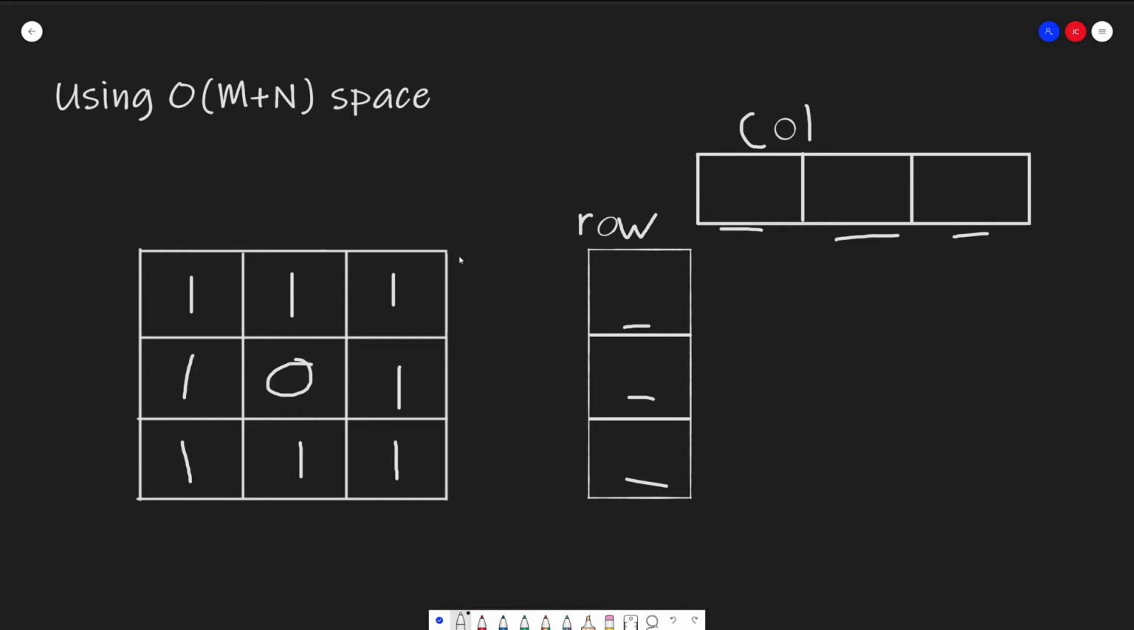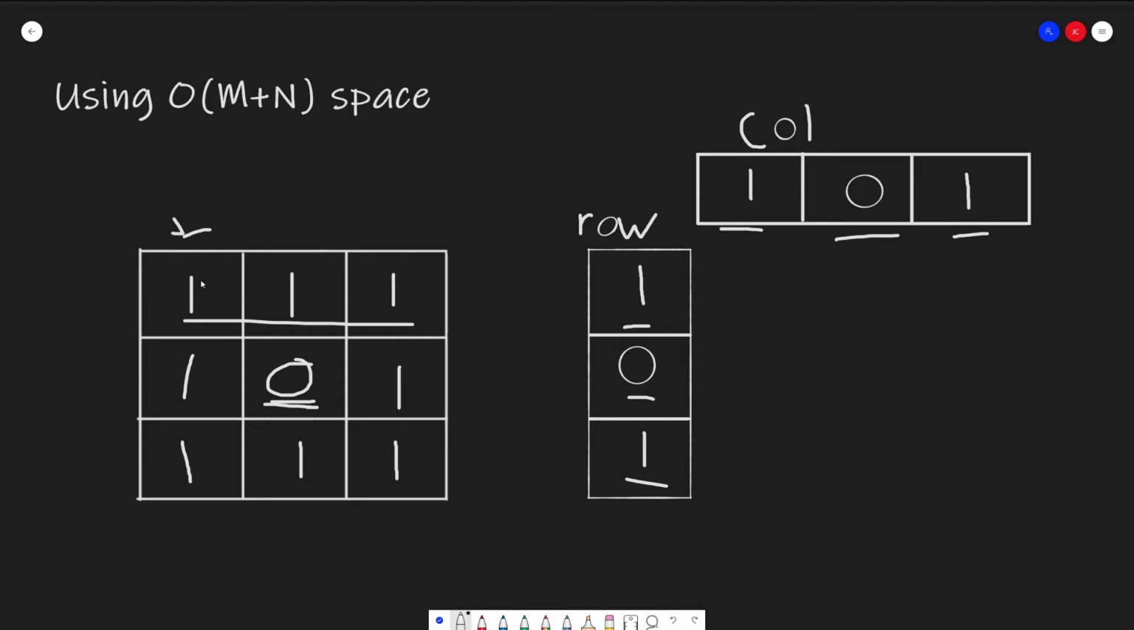So for example, when we first traverse through our matrix to create our column and our row arrays, we would set the first column to be 1. The second column would be 0 because of this 0 right here. When we go through our row, we will set the first row to be 1 because there are no zeros. We would set the second row to be 0 because of, once again, this middle 0. And we would set the third row to be 1. With this, now we can do our in-place modification.